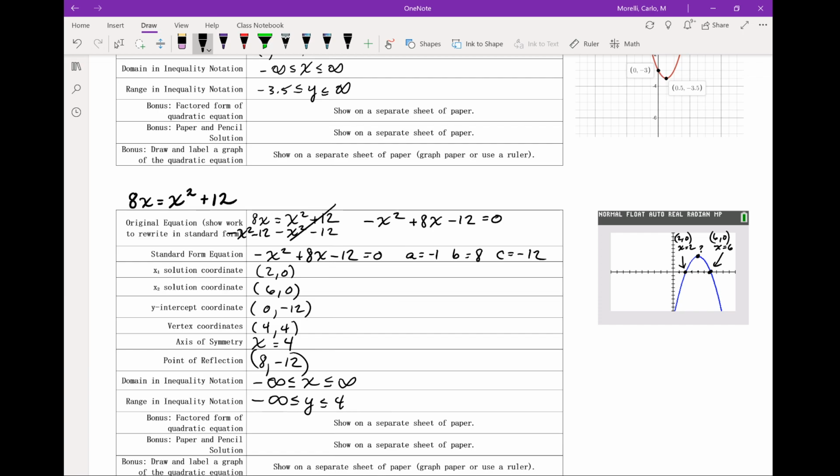I have a question. How do you get the domain in inequality notation? I'm still not getting that. Well, x can be any value from negative infinity to positive infinity, so you just put that inside. You put negative infinity on the low end, positive infinity on the high end, and x in the middle. And then you just have to remember to use less than or equal to symbols.